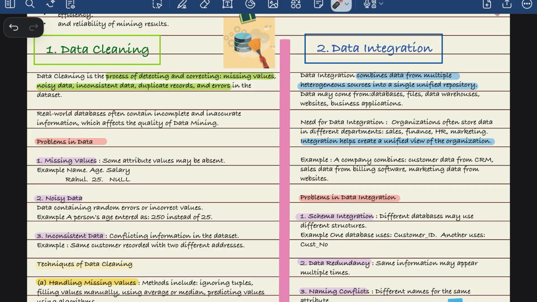As the name suggests, it is very important to detect and correct if there is any missing data, any outlier, noisy data, inconsistent data in our data set. We often get this incomplete and inaccurate information all the time. So it affects the data mining if we are not able to clean the data, right?